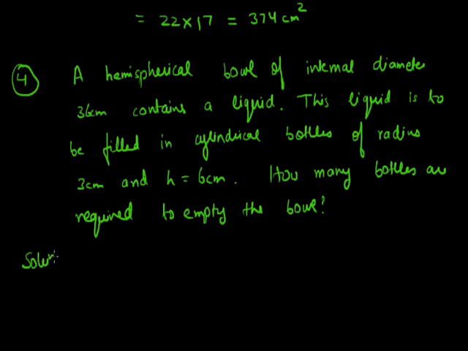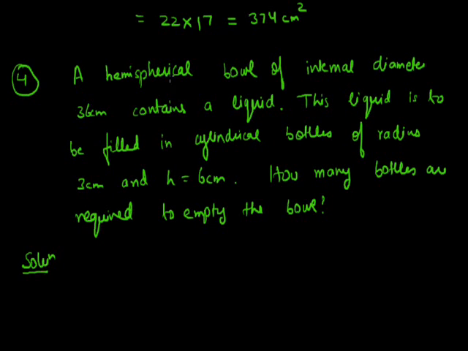So now in the question it is given that there is a hemispherical bowl filled with a liquid, and the internal diameter of that bowl is given as 36 centimeter. Then this liquid is to be filled in cylindrical bottles, and the radius of those bottles is 3 centimeter and the height is 6 centimeter. So it is asked how many bottles are required to empty the bowl, so that the liquid of the bowl is transferred totally into these cylindrical bottles.